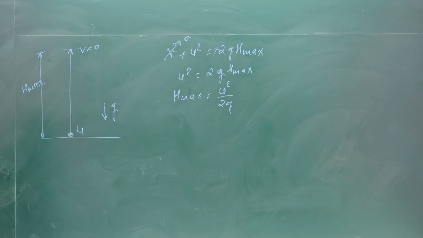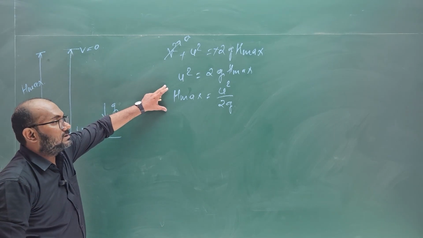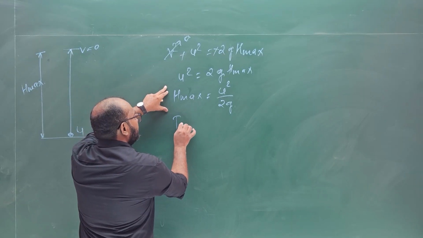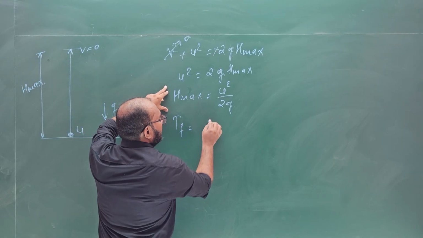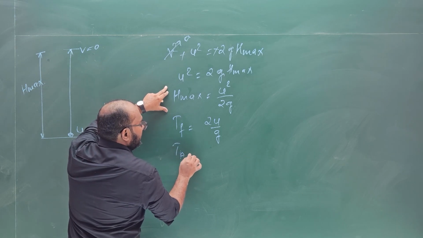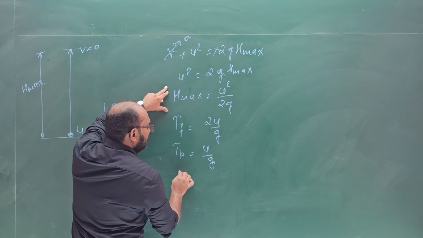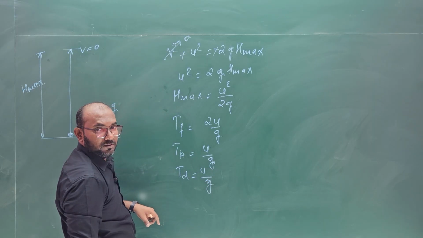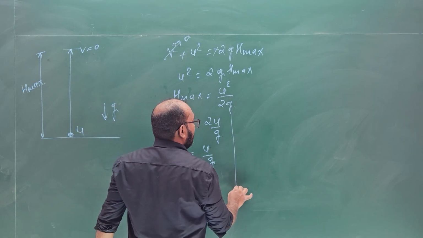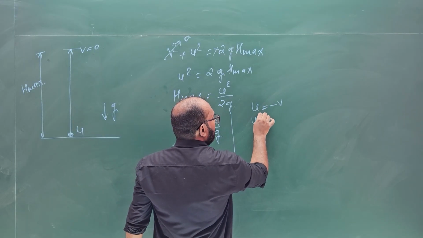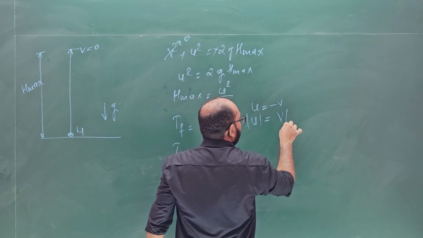u square upon 2g. Write all these formulas on one side. Time of flight is what? 2u upon g. Time of ascent, u upon g. Time of descent, u upon g. Yes or no? And the last thing, u is nothing but minus of v, or u's magnitude is equal to v's magnitude.